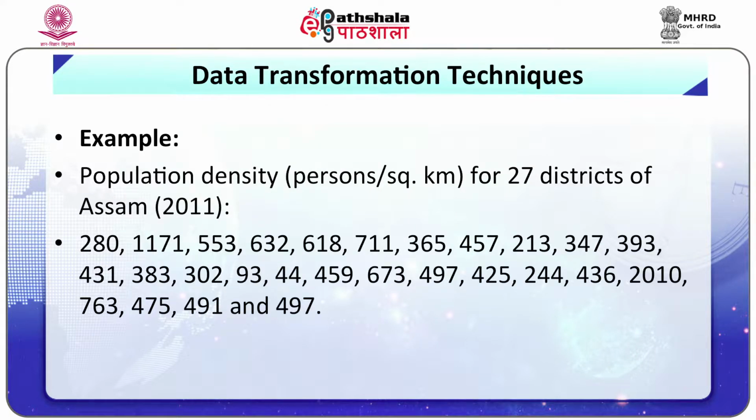Population density, that is persons per square kilometer, for 27 districts of Assam in 2011 are 280, 1171, 553, 632, 618, 711, 365, 457, 213, 347, 393, 431, 383, 302, 93, 44, 459, 673, 497, 425, 244, 436, 2010, 763, 475, 491 and 497.